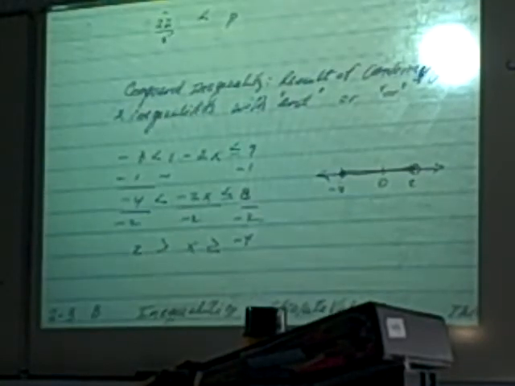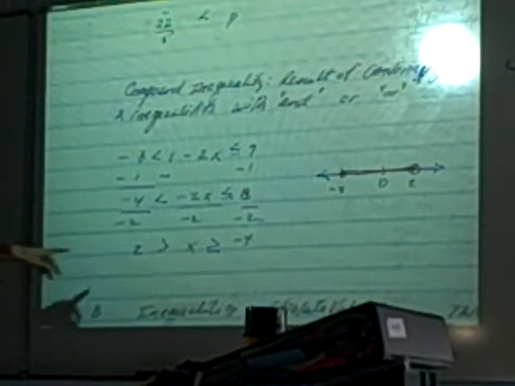Okay, so I went to section 2.3a, page 128, and I wrote a note to myself. Remember to flip the inequality when multiplying or dividing by a negative number. I gave an example to myself, and I just did the problem. Compound inequality results of combining two inequalities with and or. And I showed how to write it.